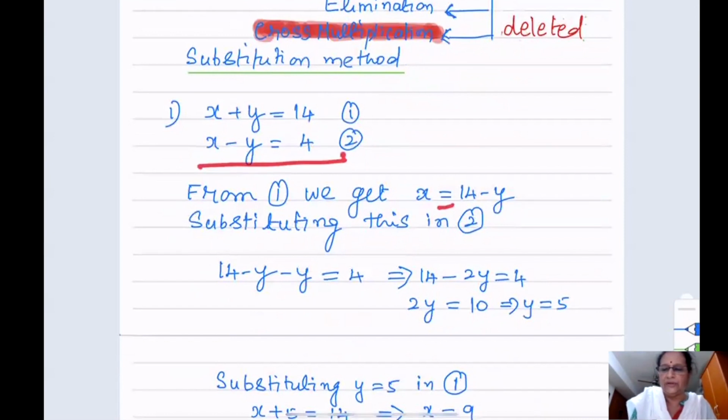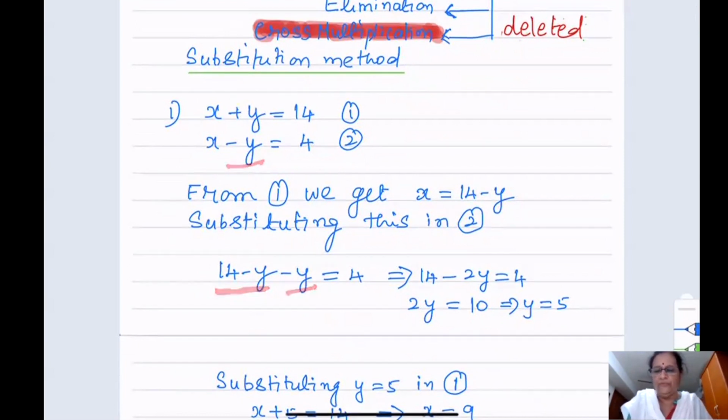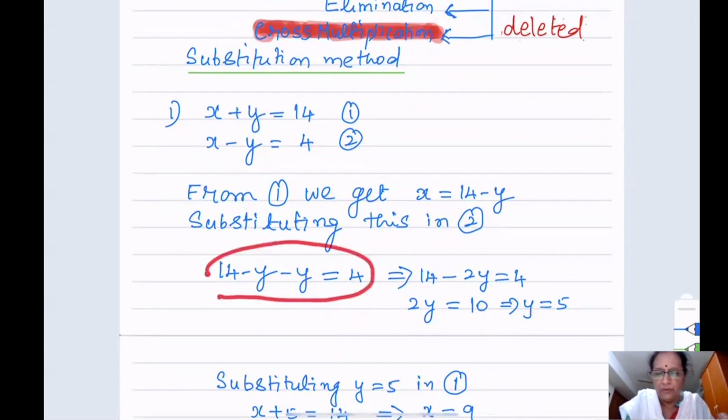This is the second equation. So we got x equal to 14 minus y. That I have substituted here already, the minus y. So by substituting the value of x, we have eliminated x. So now we are left with only y. So now this becomes a linear equation in one variable, not in two variables. We have reduced it to a linear equation in one variable.